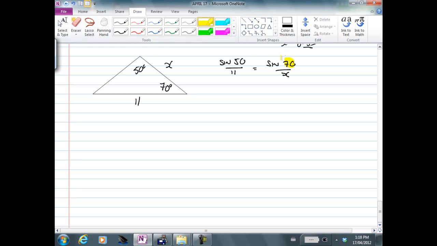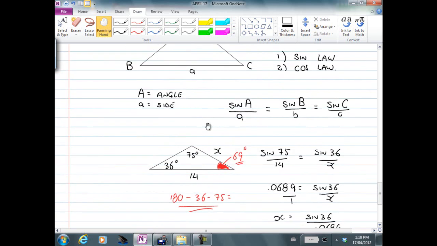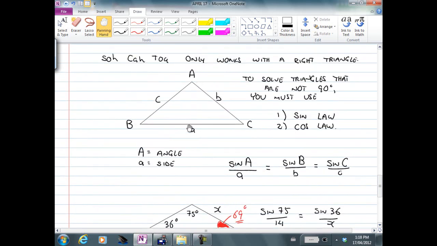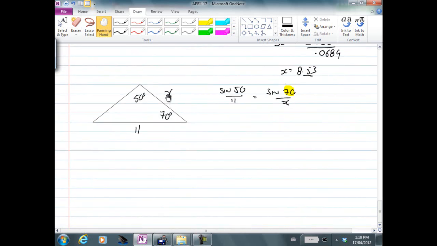The reason it's wrong is because, remember, the whole process of sine law is this: sine of an angle over the opposite side. You have to use the opposite side. If I'm looking for this side, I have to use this angle right here. So this little angle is 60 degrees. That's where you went wrong. So let's erase 70, put in 60, and just solve it on your own right now.